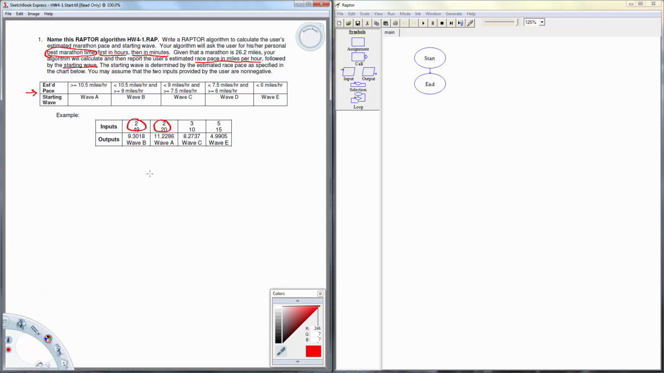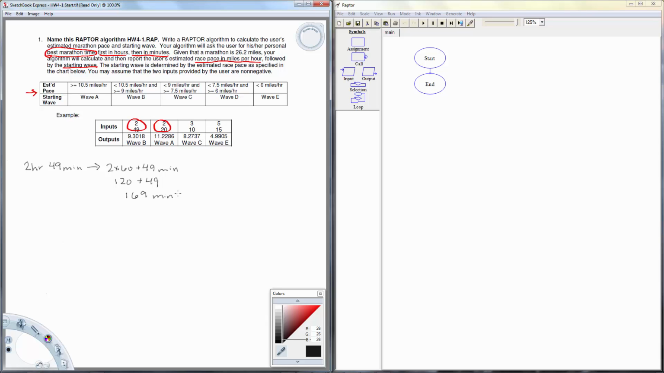So before we get into Raptor, the first thing I'd like to do is see if we can't solve for miles per hour given a best marathon time in hours and minutes. So let's use the example provided. We have a race time of 2 hours and 49 minutes. And one way we might solve this is by first converting this into minutes. So we have 2 times 60 plus 49 minutes, so a total of 169 minutes for the marathon pace.